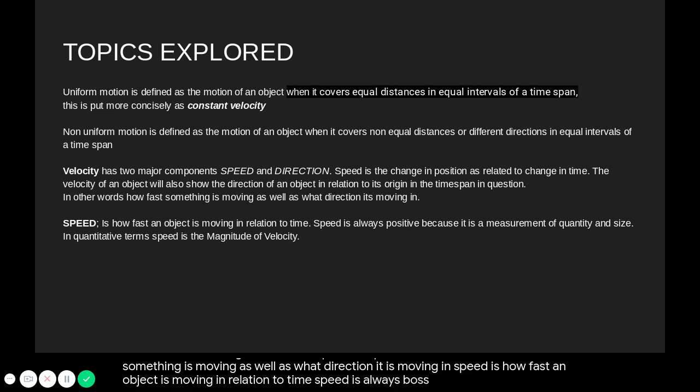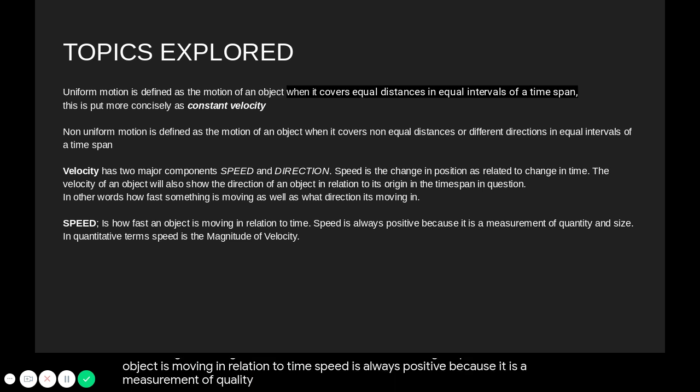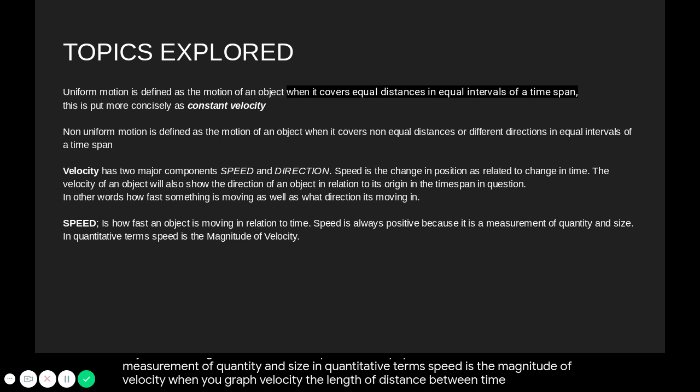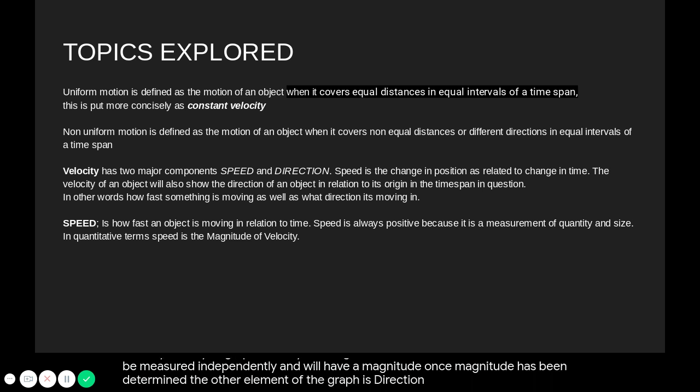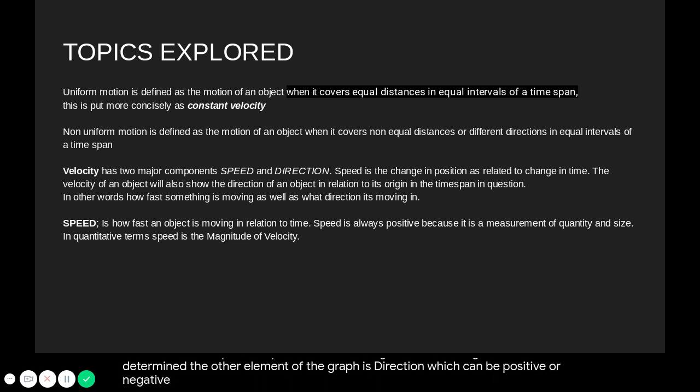Speed is always positive because it is a measurement of quantity and size. In quantitative terms, speed is the magnitude of velocity. When you graph velocity, the length of distance between time intervals can be measured independently and will have a magnitude. Once magnitude has been determined, the other element of the graph is direction, which can be positive or negative. The direction of the object determines the sign.